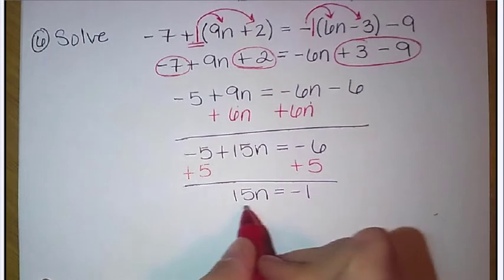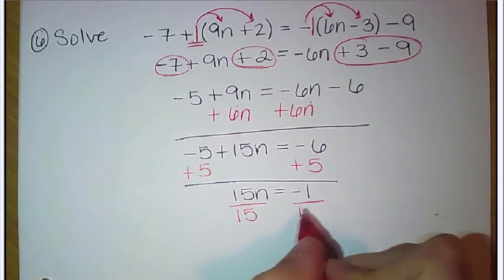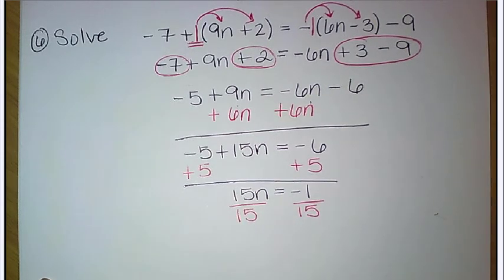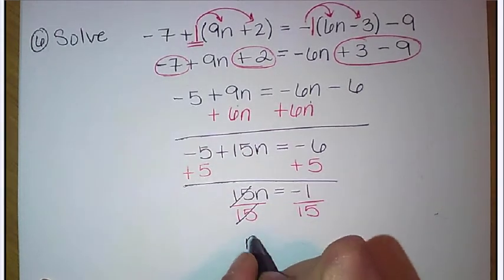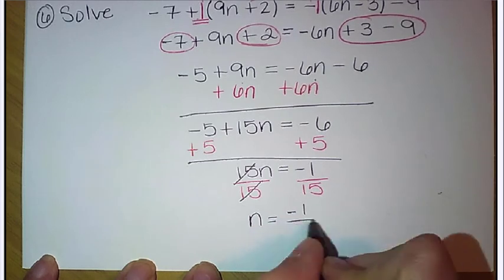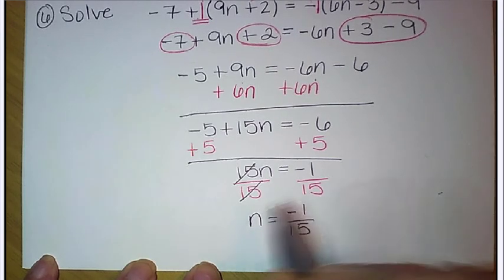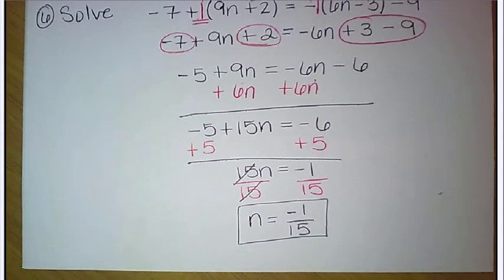We're going to divide by that coefficient of our n. So this is our 15, both sides. Our 15s end up canceling each other out. So n equals negative 1 over 15, and I can't reduce that down. So that would be my final answer. And again, if you wanted to, you could put that into decimal format. It's up to you. Just remember to round it to 2 decimal places.